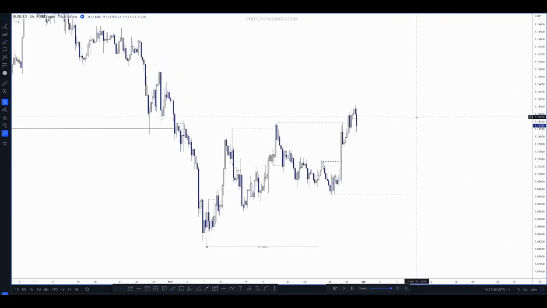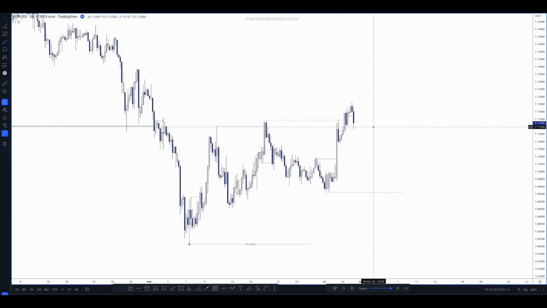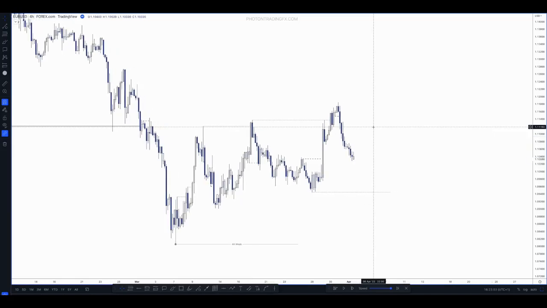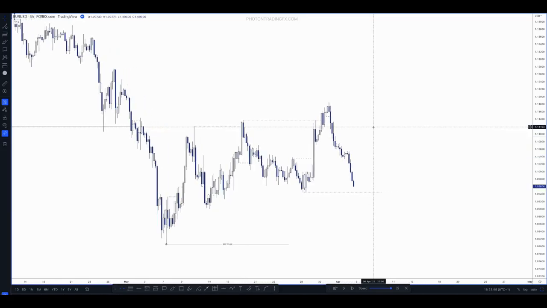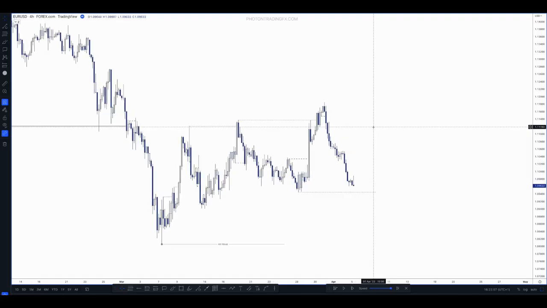Cool. Now I promise I will go a lot quicker because I have spoken about all of these rules plenty of times, right? So hopefully you guys should be pretty cool with it. And as you can see here, do we get a bullish change of character?